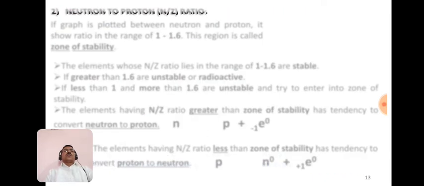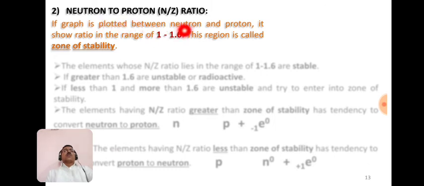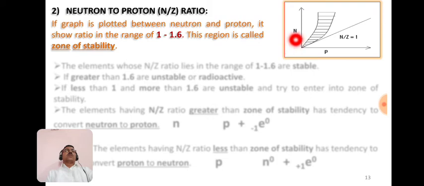Now next point is the neutron to proton ratio. If the graph is plotted between neutron and proton, then it shows a ratio in the range of 1 to 1.6, and this region, 1 to 1.6, is called the zone of stability. Let's see the graph. Here is the graph between neutron and proton, and it shows a region which is shown by this line portion or shaded portion, and it is known as the zone of stability.